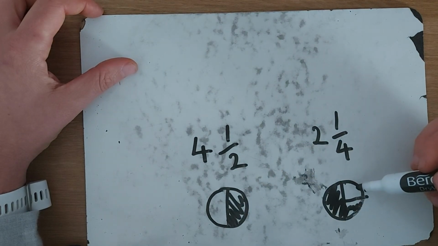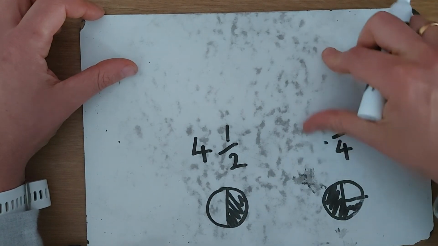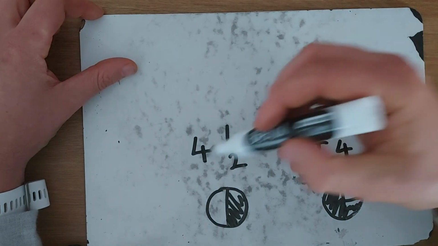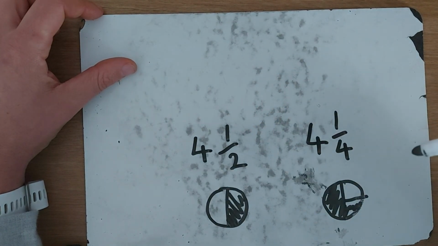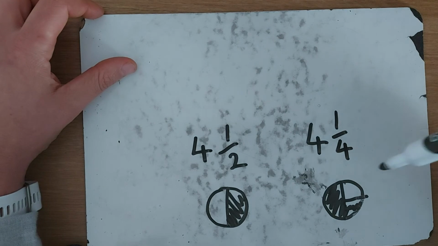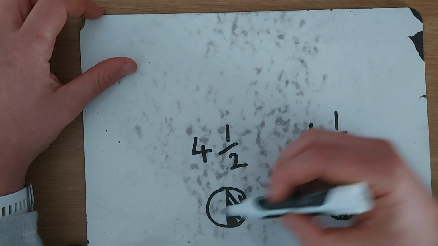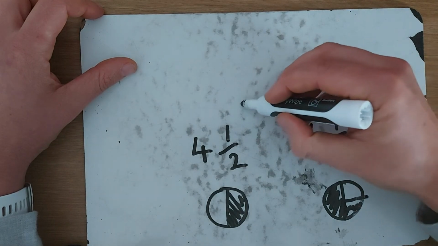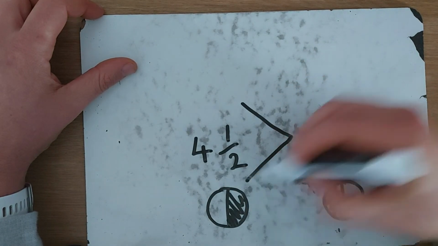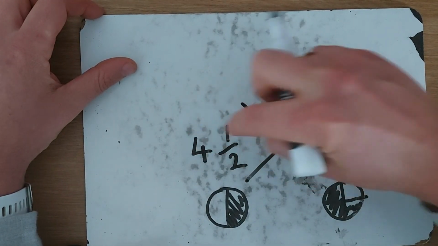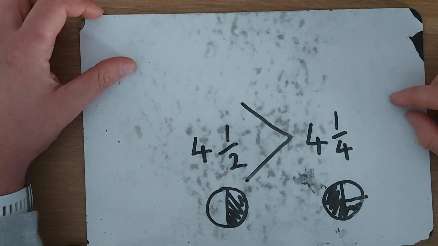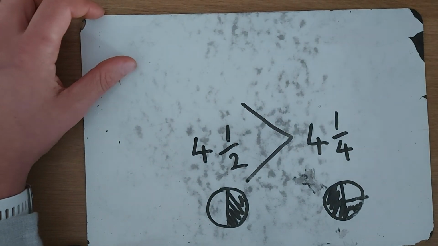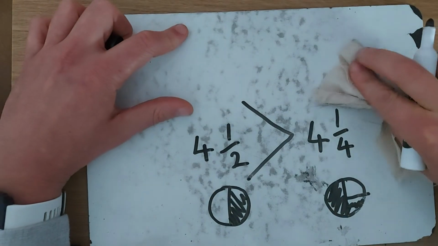So again, I'm going to rub that out to make it a little bit clearer. I'm asking you, what's smaller, what's bigger? And you can see here that the half is definitely bigger than the quarter. So the greater than less than sign would definitely go this way. It would definitely want to eat the 4 1/2 as opposed to a 4 1/4. Okay, hope that's nice and easy.